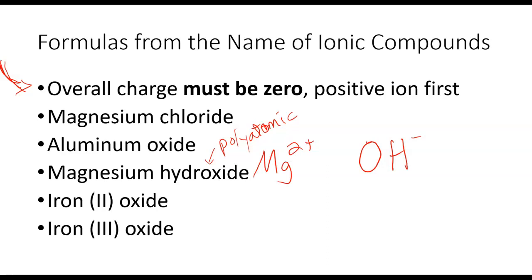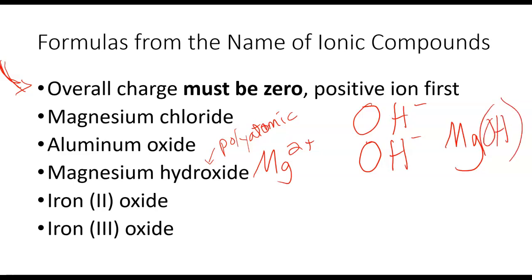We have 2 positives. This is only 1 negative, so we're going to need 2 of these hydroxides to cancel it out. So I'm going to need 2 hydroxides and 1 magnesium. I can write that formula as Mg, and well, if I put a 2 outside of this, it's going to look like I've got some weird formula here. So I'm going to have to put the OH in a parenthesis so that I know that I'm talking about this whole thing as a unit. So I'm going to have 2 of those.